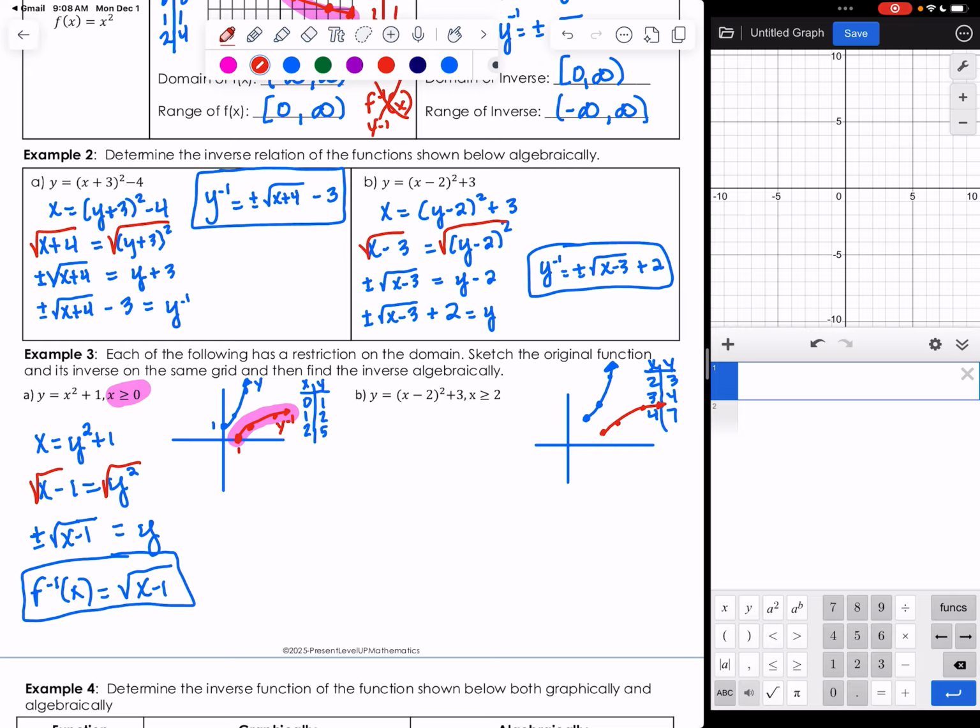All right, now let's find our inverse algebraically. In fact, pause the video and try this part on your own. All right, welcome back. Here we have x equals y minus 2 squared plus 3. Subtract the 3.